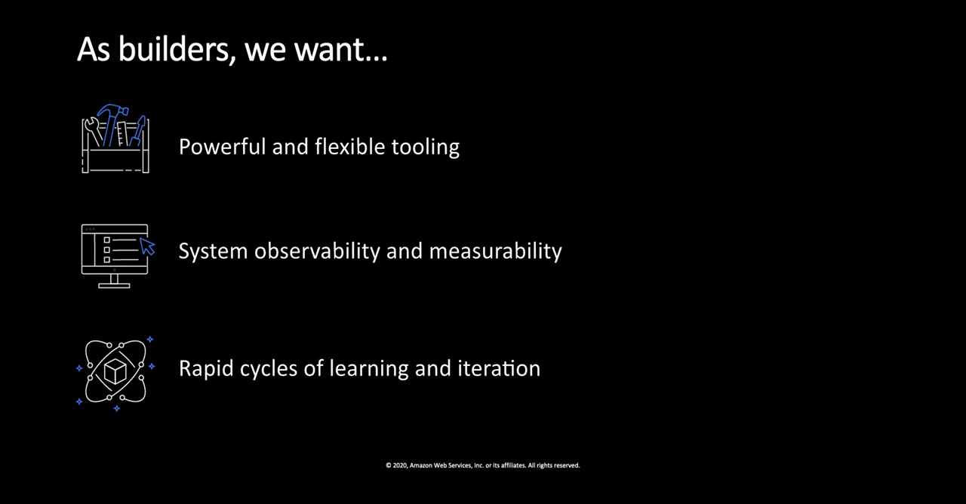As builders, what do we want? I would assert that we want powerful and flexible tooling. And when we build something, we want to be able to observe the systems that we make and measure them to understand how they're behaving. Of course, we do this in a virtuous cycle of building and observing, building and observing, as quickly as possible so that we can learn and iterate and make whatever we're building better. I'm going to try and share tips around these three themes with you. Next slide, please.